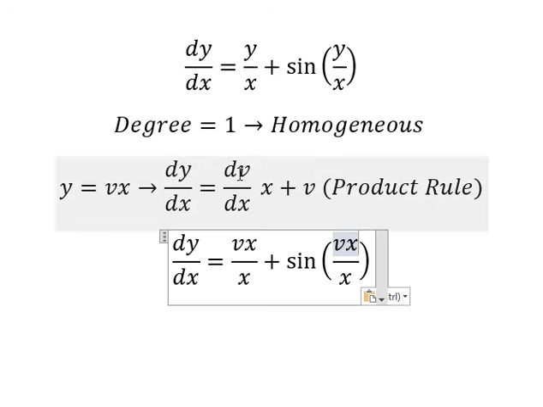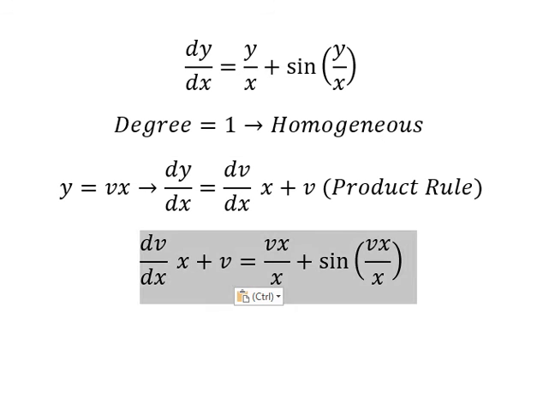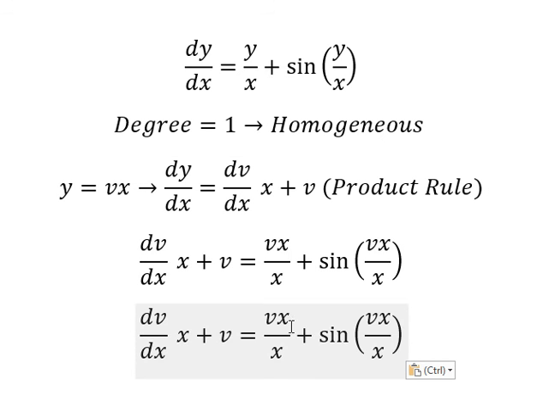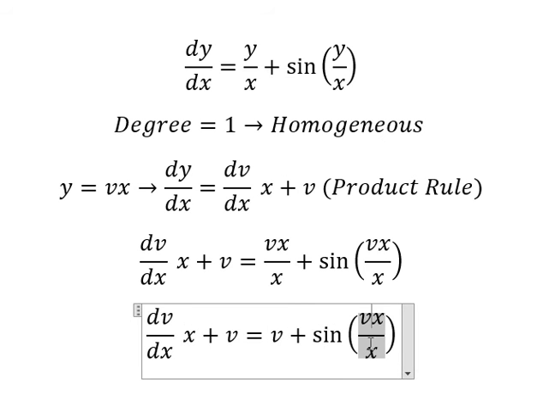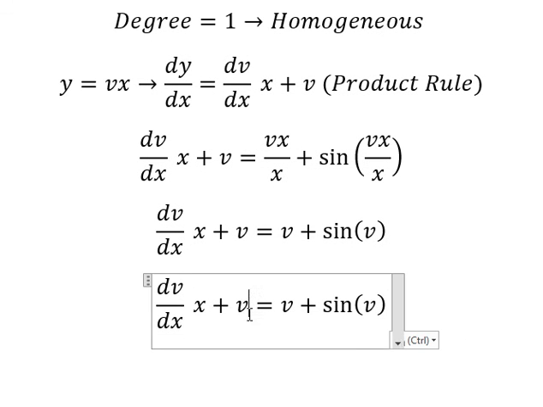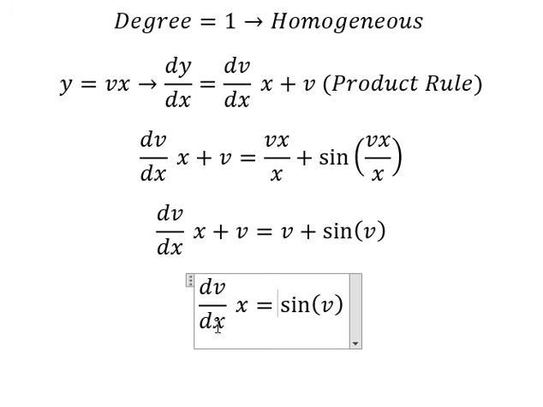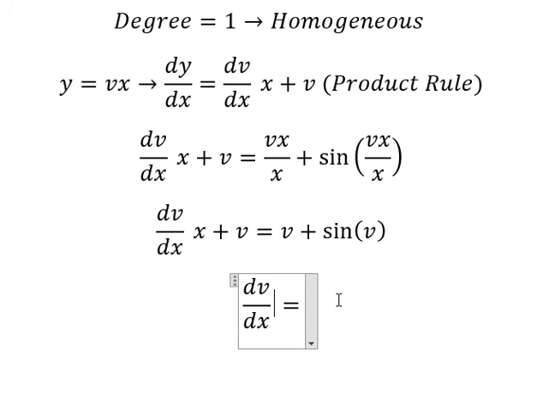Dy over dx, that is about this one. So this one we have v, and this one we have v. V and v we can simplify. Then the v I will put in here, and the v and x we put on the left and on the right.